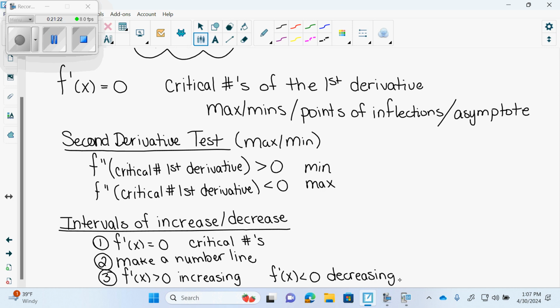So I'm going to give you an equation, and you're going to give me the max and mins, and then I'm going to give you a totally different equation, and I'm going to make you find intervals of increase, decrease. Okay.